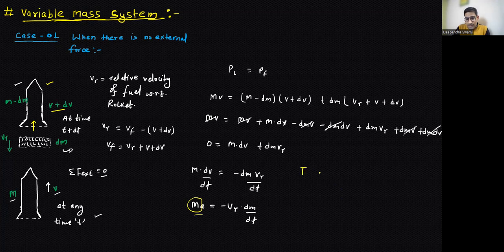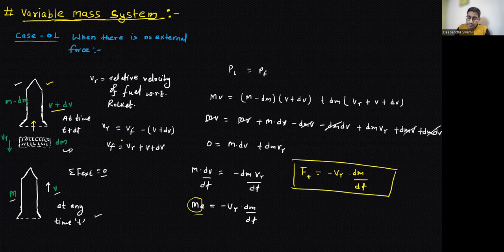So F will be equal to minus v_r into dm by dt, that is the rate of ejection of mass. Sometimes it is written as dm by dt, and sometimes it is written as r. That is the force that will be experienced by the rocket in moving in the upward direction. This force is known as the thrust force.